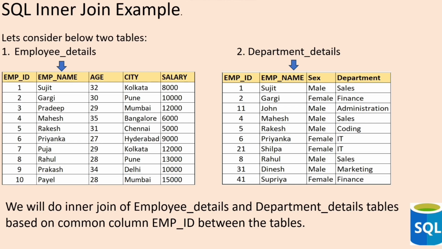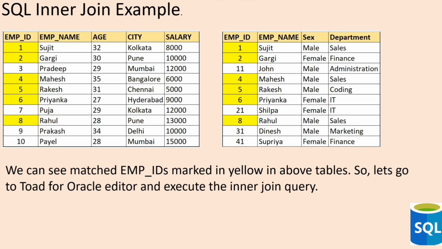Here we have two tables, employee details and department details. In employee details we have columns like employee ID, employee name, age, city and salary, and in department details we have columns like employee ID, employee name, sex and department. Now we will do an inner join of the employee details and department details tables based on the column employee ID. As you can see, the common column is employee ID in both of the tables. Here we can see the matched employee IDs marked in yellow in the above tables.